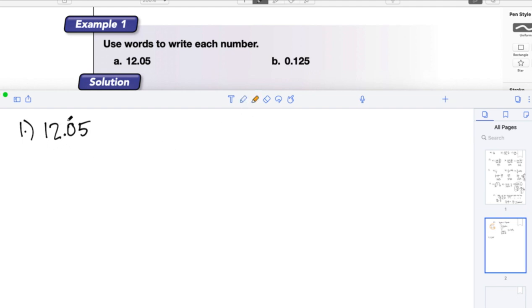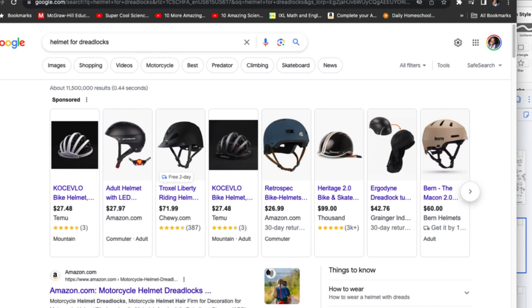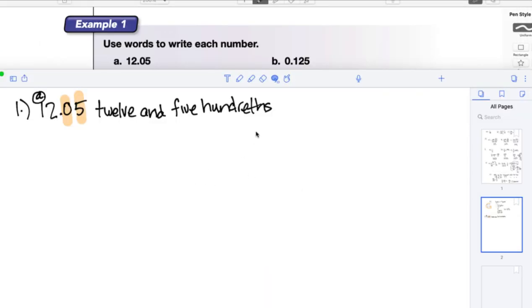So we know, just a quick reminder, this is the tenths place, this is the hundredths place. So when you answer this question, you want to include the number that we have here. So after the decimal, this is just all 5, right? 5 hundredths. You don't have to say 12 and 0 tenths and 5 hundredths. So we're just going to write 12 and 5 hundredths.